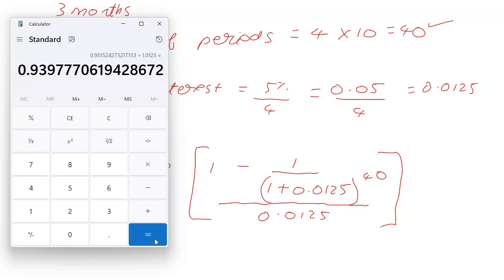Third, fourth, fifth, sixth, and so on, I just keep pressing the equal to button, counting up through 40. Or you can keep on dividing by 1.0125, whatever you want. We can't help it because this is a simple calculator. We don't have the ability to take the power.